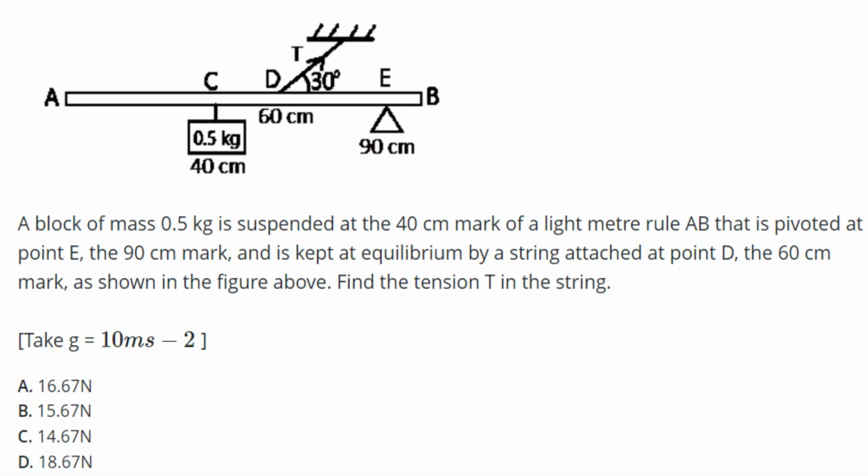Question 32. A block of mass 0.5 kg is suspended at the 40 centimeter mark of a light metal rule AB that is pivoted at point E, the 60 centimeter mark, and is kept in equilibrium by a string attached at point D, as shown in the figure above. Find the tension in the string. Take g to be equal to 10 meters per second squared. So let's move over to the board to solve this question.